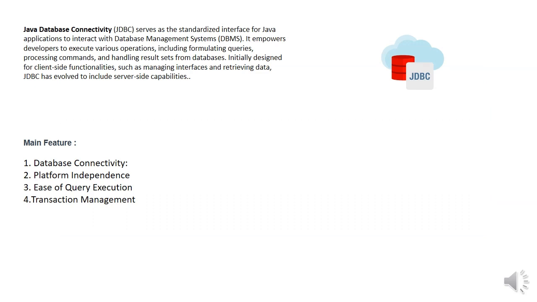Java Database Connectivity, JDBC, serves as an interface for Java applications to interact with database management systems. It empowers developers to execute various operations, including formulating queries, processing commands, and handling result sets from the database. Initially designed for console functionality, such as managing connections and retrieving data, JDBC has evolved to include server-side capability.